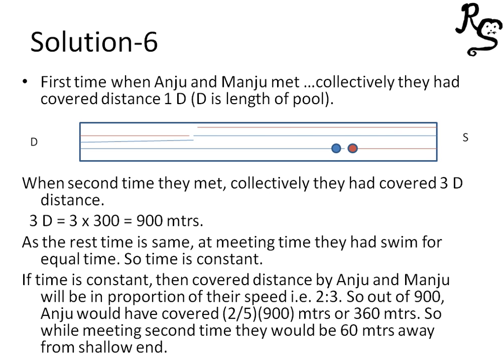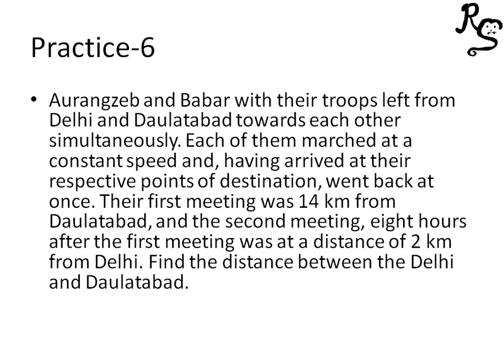The length of the pool is 300 meters. So after 300 meters, Anju from the deep end has reached the shallow end, and from the shallow end they must be meeting the second time 60 meters away from the shallow end.